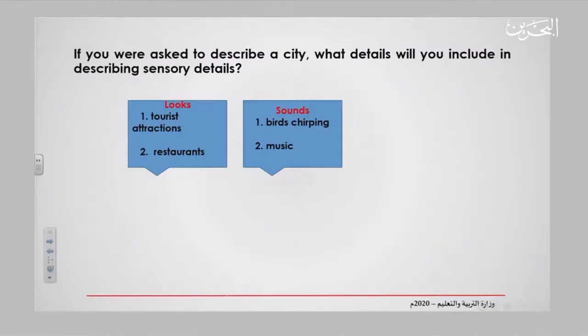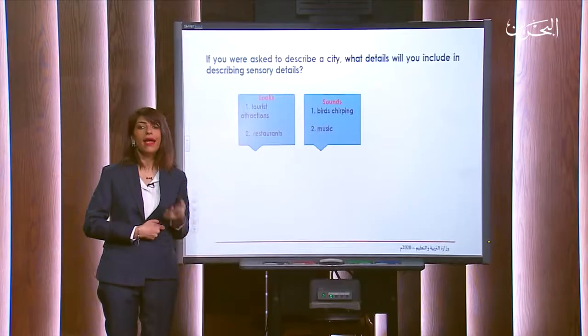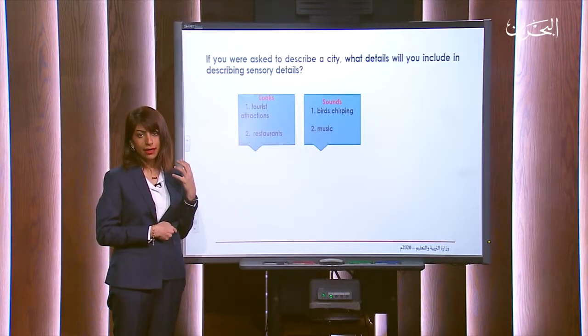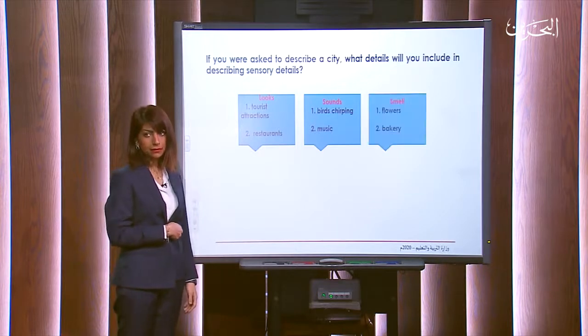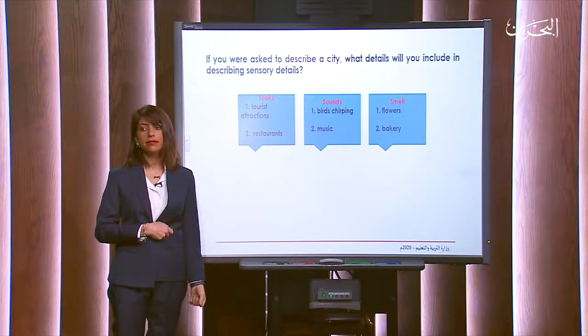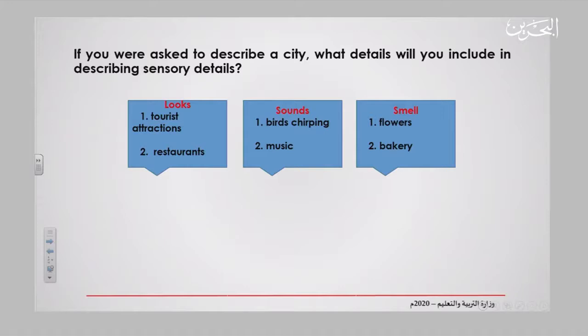Sounds: birds chirping and music. They both determine sounds. You can hear the sound of birds, you can hear music, you can hear people singing. Anything that has to do with hearing could be classified as sound. You could smell flowers, you could smell the baking from the bakery. You can taste fresh fruits, barbecue. Anything else that you have written that has to do with taste could be correct.